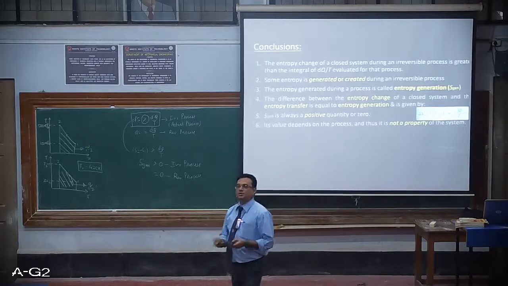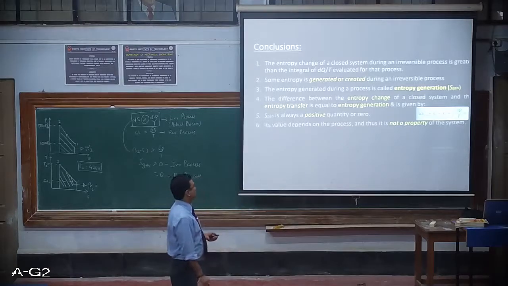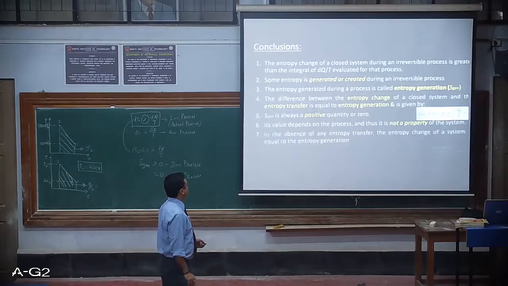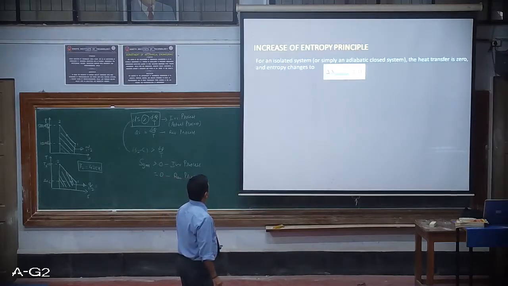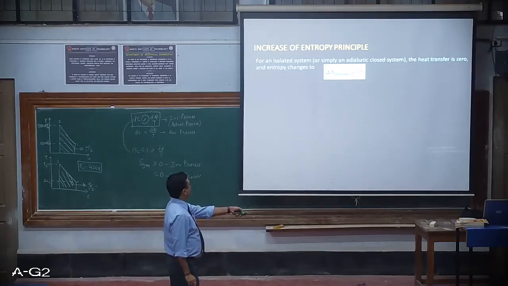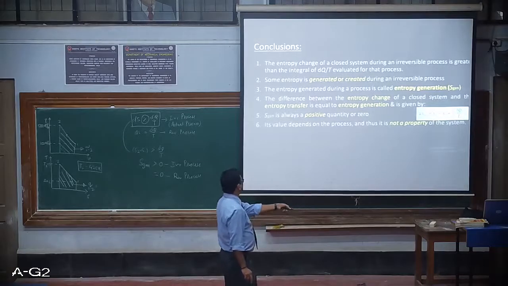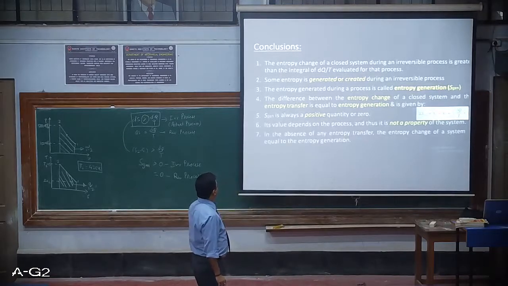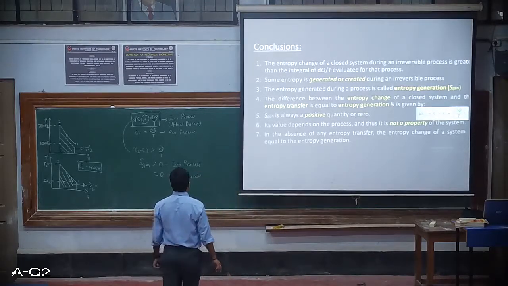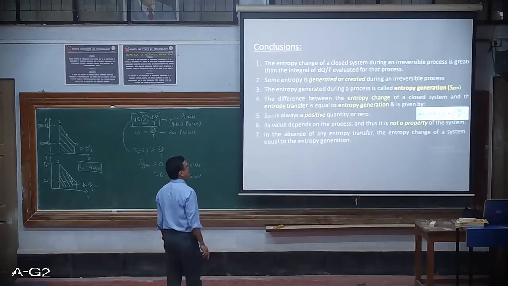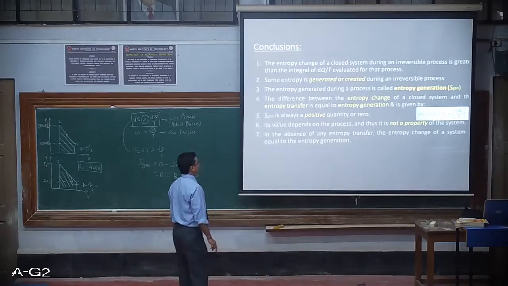Hence, it is not a property of the system. Okay, so this is one of the important conclusions that we are going to draw here. So, in the absence of any entropy transfer, the entropy change of a system is equal to entropy generation.